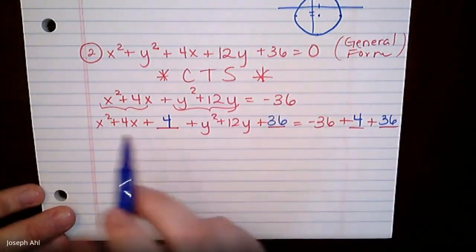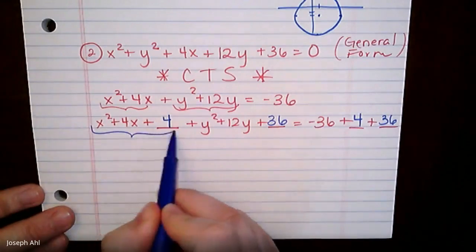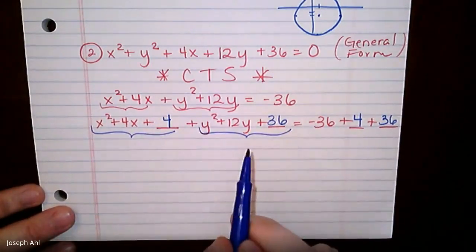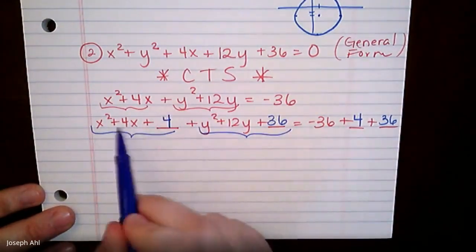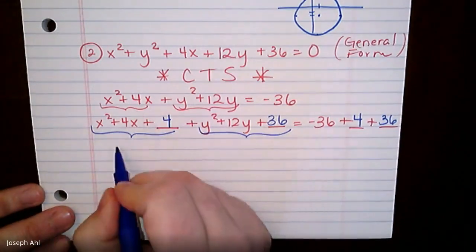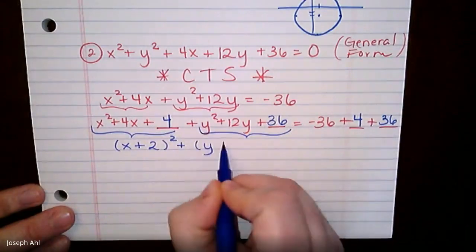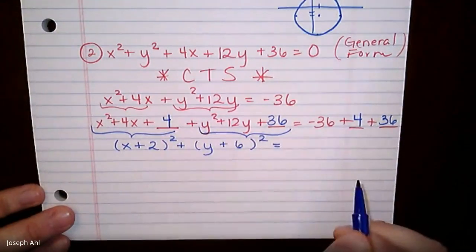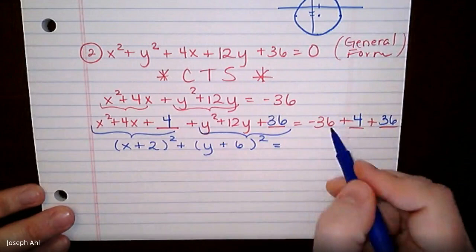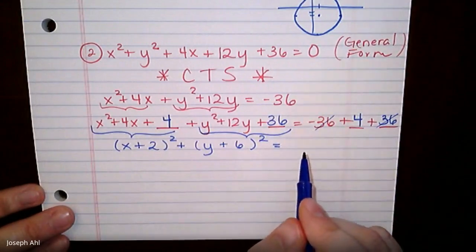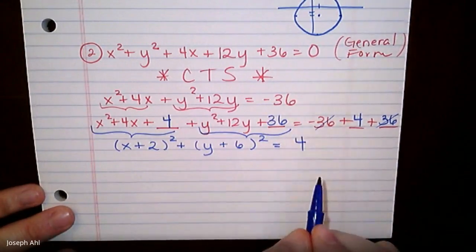What we've done when we complete the square is we create what are called perfect square trinomials. Okay, so if this is a perfect square, what does it factor into? It would be the quantity x plus 2 squared. This would be the quantity y plus 6 squared. And then on the other side, if I add those numbers up, kind of convenient that the 36's cancel out, so we just get a 4.